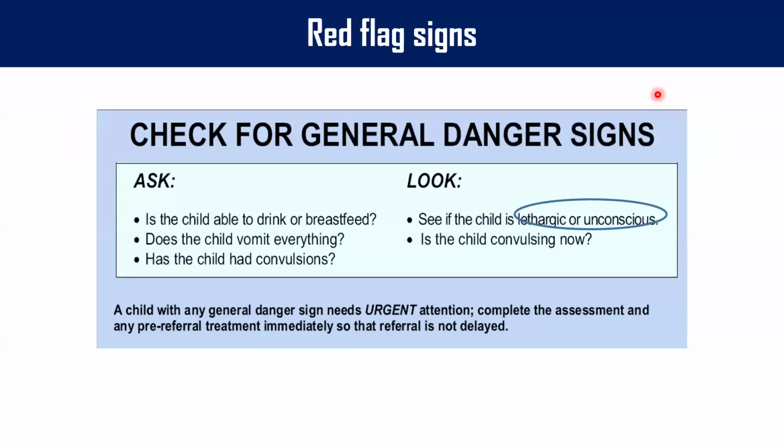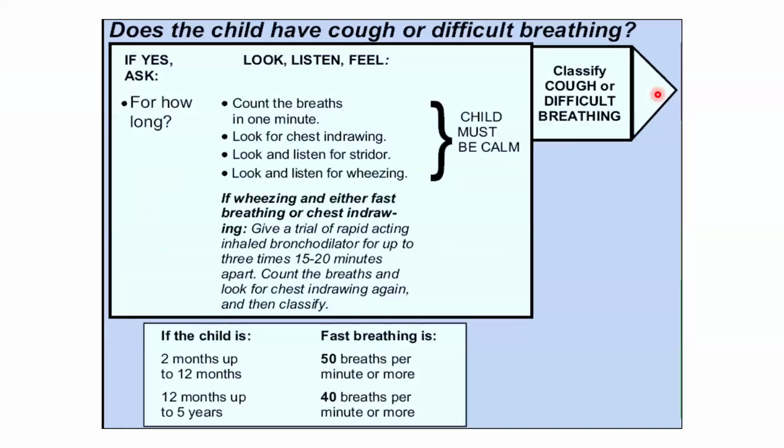First check for the general danger signs. This child is lethargic, so this child has a general danger sign and needs urgent attention. Next, this child is having a cough. How long has the child had the cough? It's a very acute cough, only 4 days. And we have counted the breath: this child is having 66 per minute and the age is 12 months.